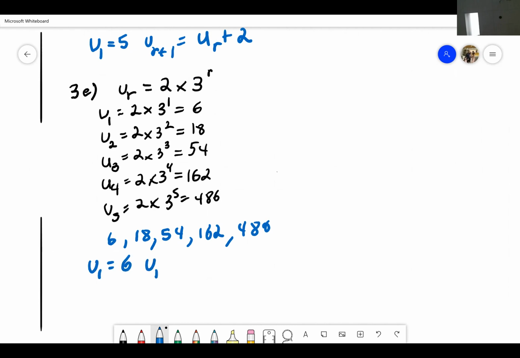Therefore, u of r plus 1 equals, what does it look like is happening there? 6 times 3 is 18. What about 18 times 3? Yeah, so therefore you're going to say 3 times u of r. Does that make sense? Pretty easy, right?